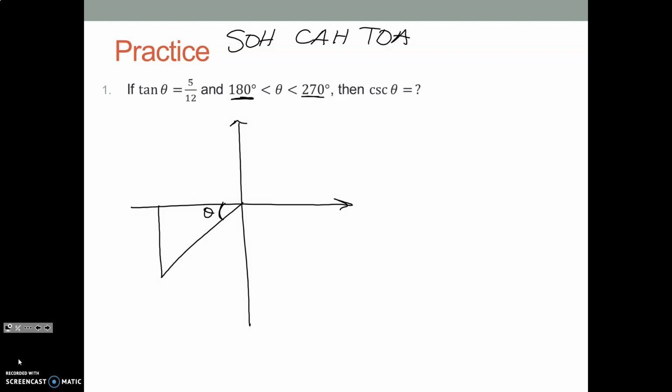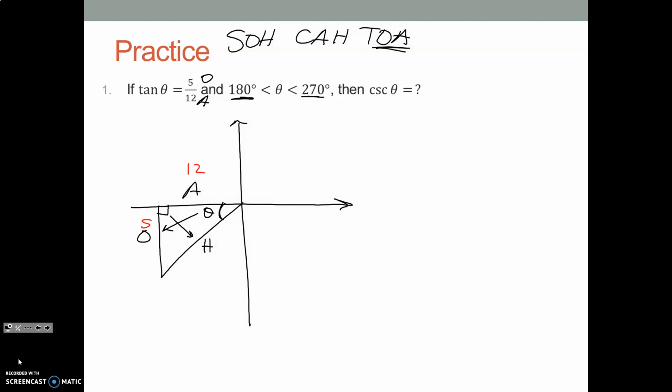Well, tangent is opposite over adjacent. So this is my opposite, this is my hypotenuse, this is my adjacent. My 5 is the opposite side, and my adjacent is the 12. I need to find what my hypotenuse is.